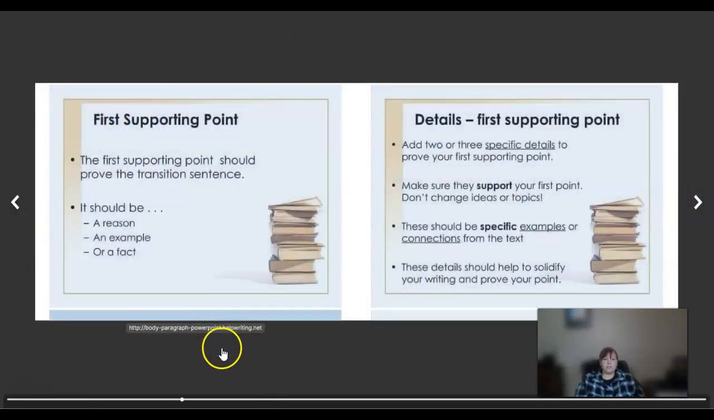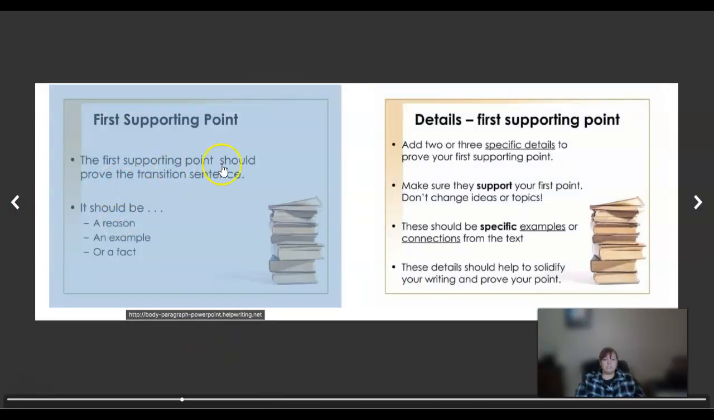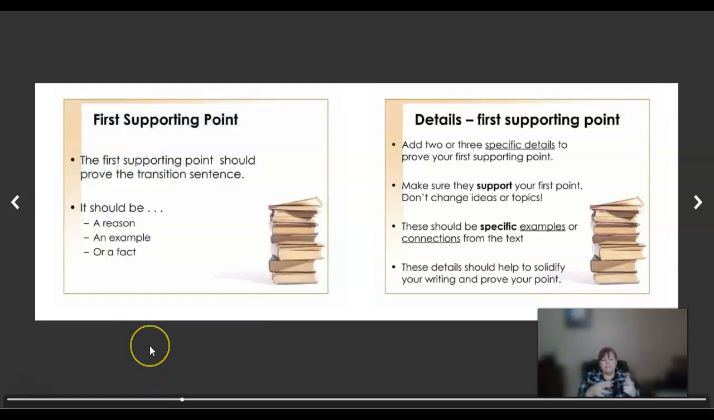So your first supporting point. My first supporting point should prove the transition sentence. It should be a reason, an example, or a fact. This is where you could use your quote. You can use a quote to support your main claim in that paragraph.